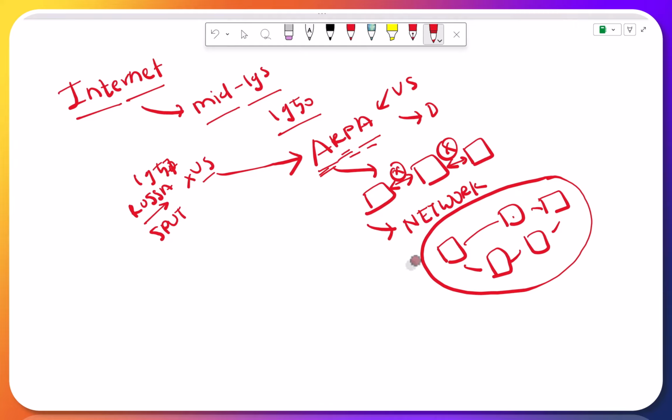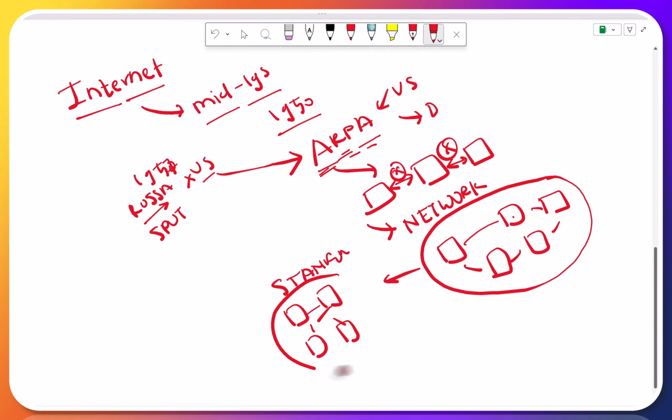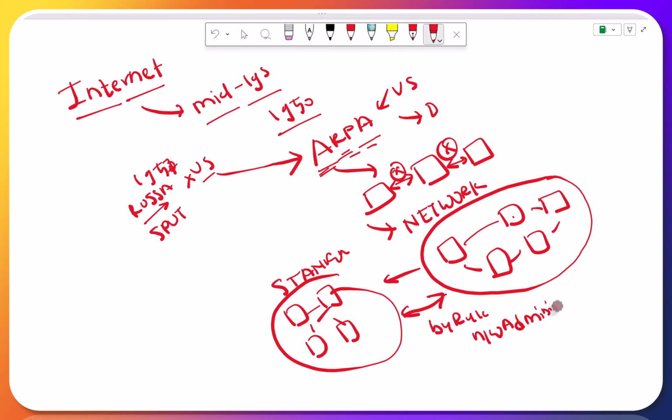Then later on, they extended this concept to some other networks like Stanford, etc. They also brought their systems into the network, right? And they joined. But again, there was no standardization here, right? So the problem was these networks were able to communicate with each other by the rules set by the network administrator, right? Admin.